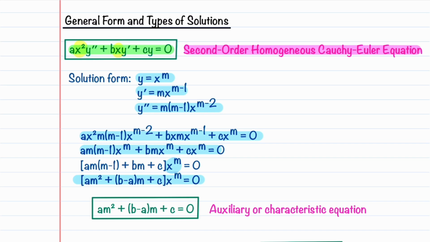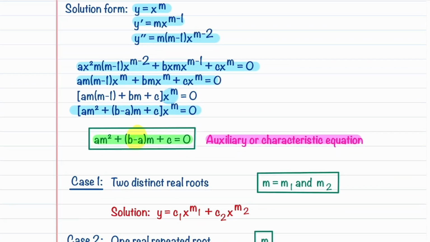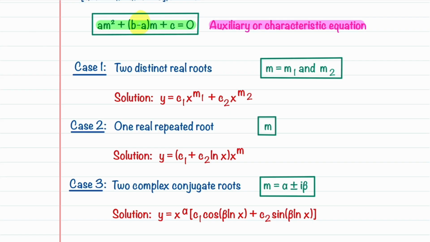This gives us the auxiliary or characteristic equation, am squared plus b minus a times m plus c is equal to 0. This is really similar to the characteristic equation for a second-order homogeneous constant coefficient equation, but now instead of just b multiplying m, we have a b minus a that multiplies m. This equation has three different types of solutions.